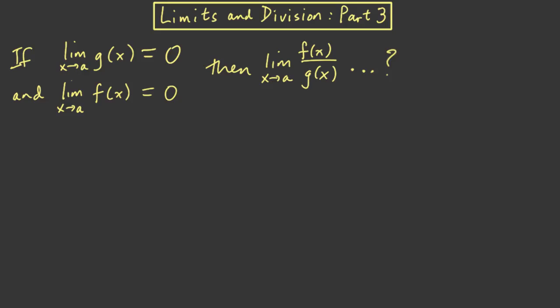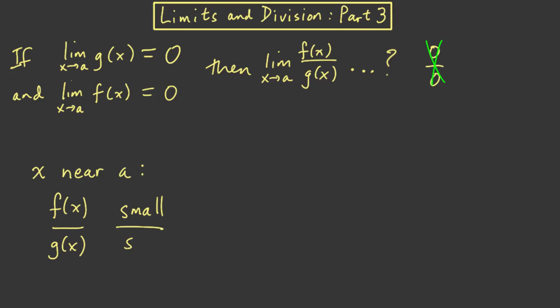All right, let's finish this third part of the limit law for division. We're dealing with a case where the limit of the denominator is 0 and the limit of the numerator is 0. But remember that we're not going to be saying that this limit equals 0 over 0. When x is near a, the numerator and denominator are approaching 0, but that doesn't mean that they equal 0. It's just that they're close to 0. So the quotient here is going to be some small number over some small number when x is near a.